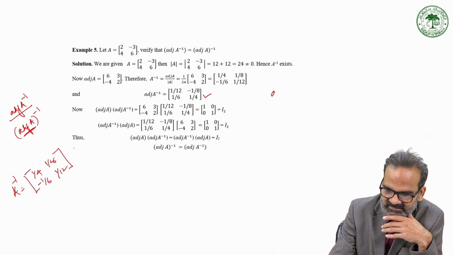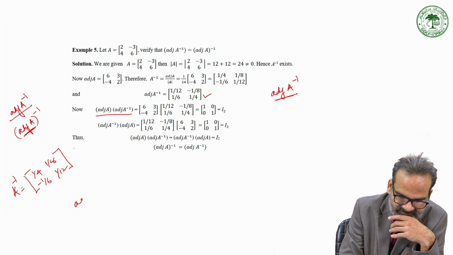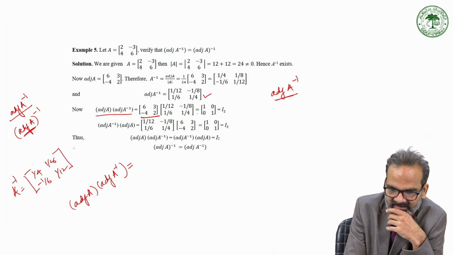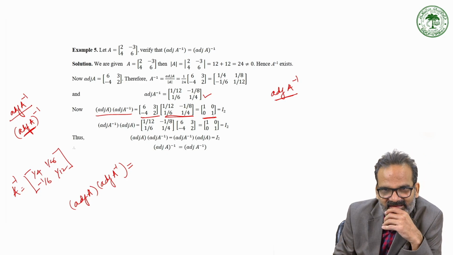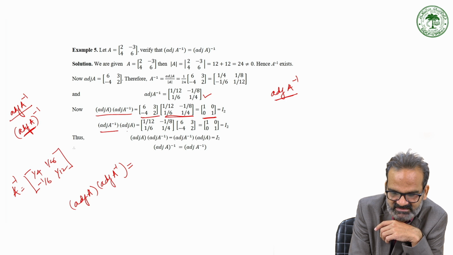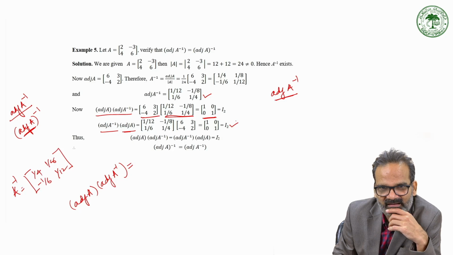We have calculated this adjoint of A inverse. Now what they are doing: the adjoint of A into the adjoint of A inverse should be equal to what? This is the adjoint of A and this is the adjoint of A inverse. Just now we calculated, multiply these two matrices and the product is coming out to be the identity matrix. In a similar way, if the order is reversed, the adjoint of A inverse is multiplied with the adjoint of A, even then the product is coming out to be the identity matrix.